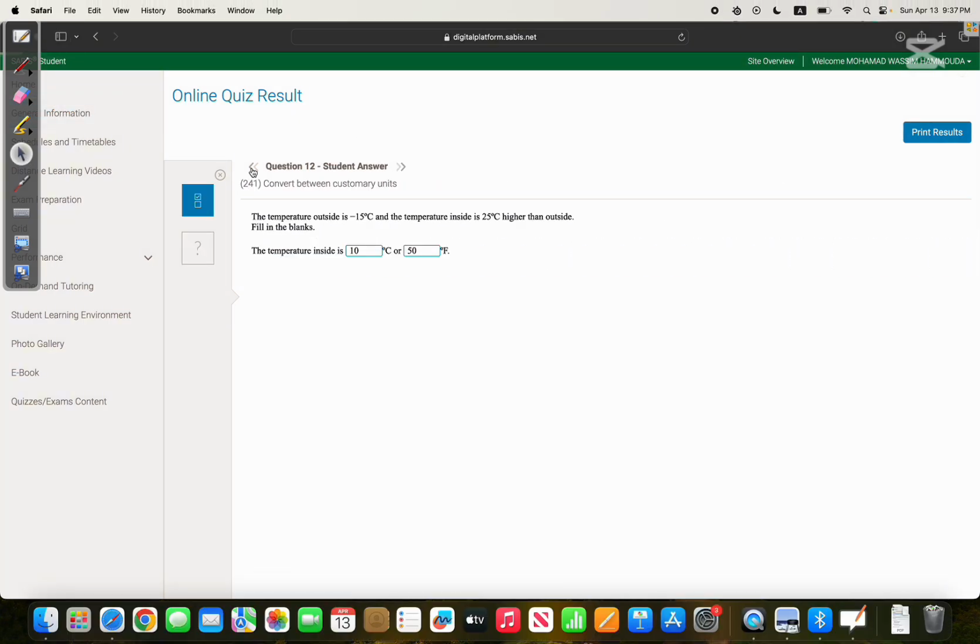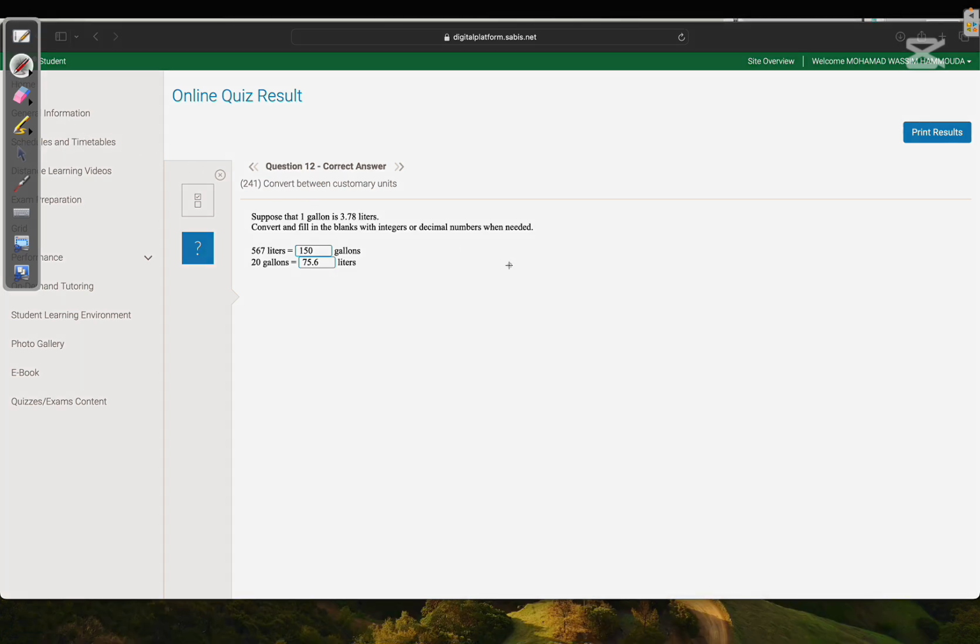Number 12. Suppose that 1 gallon is 3.78 liters. Convert and fill in the blanks with integers or decimal places. Since 1 gallon is 3.78 liters, let's make a ratio: 1 gallon to 3.78. Since here they want the gallon, we put the x here.